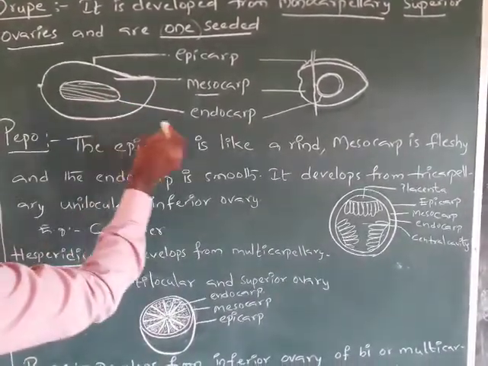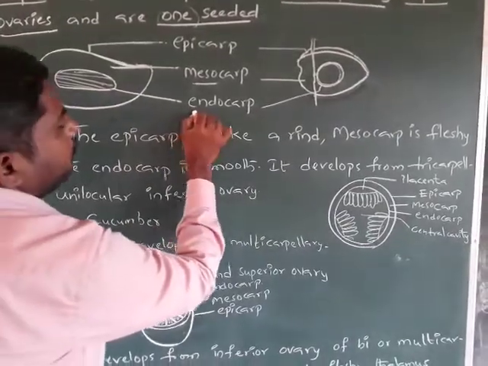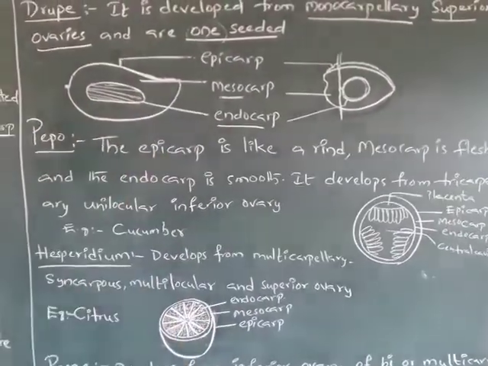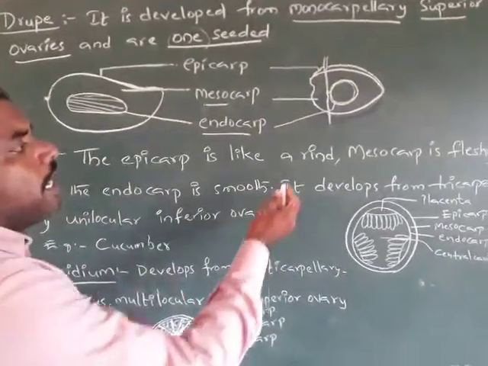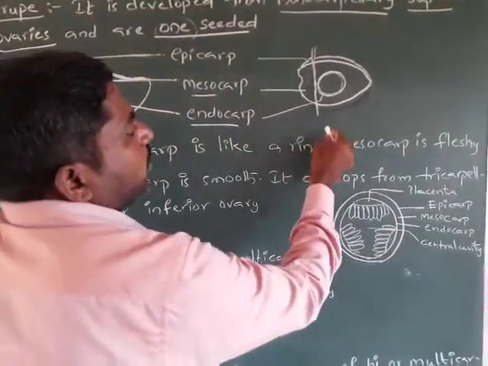And the inner layer, the inner pericarp, is called the endocarp. It is a stony structure. Let's see another example, that is coconut.